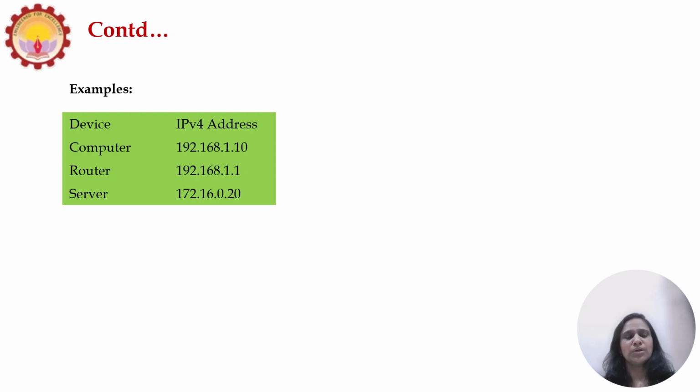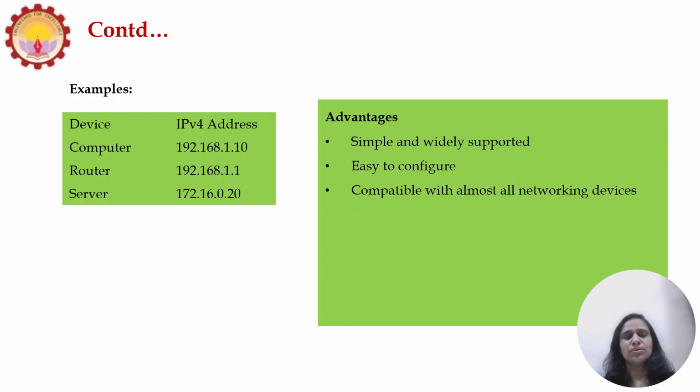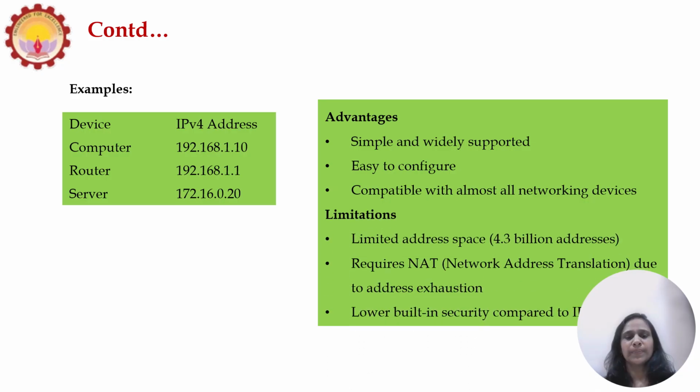This is one of the examples where the device IPv4 address, computer address, then router address and server address are mentioned. The main advantage of this IPv4 is that it is simple and widely supported. It is easy to configure, compatible with almost all networking devices. The limitation is the addressing space. It is 4.3 billion addresses and requires network address translation due to address exhaustion.